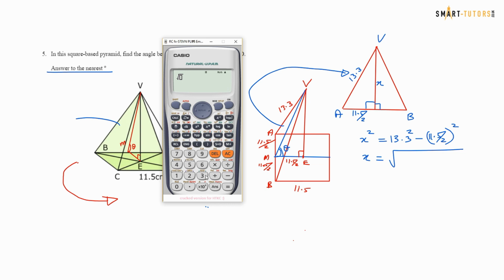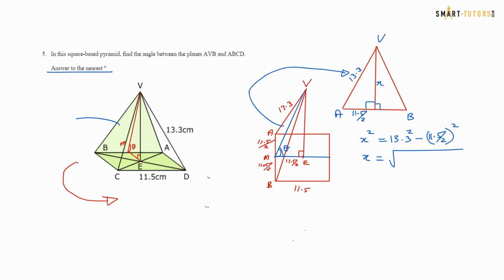So square root of 13.3 squared minus bracket 11.5 divided by 2 and bracket close and square. So that answer is 11.9928. So whatever the answer is coming here, x equals 11.9928 centimeters, that is this perpendicular height.